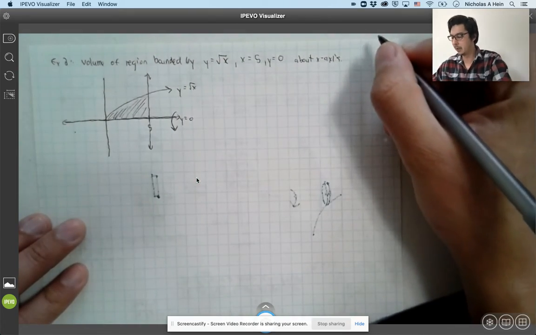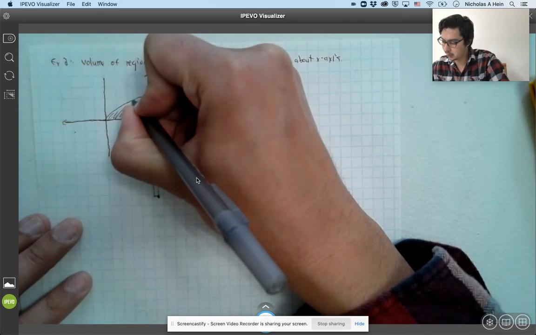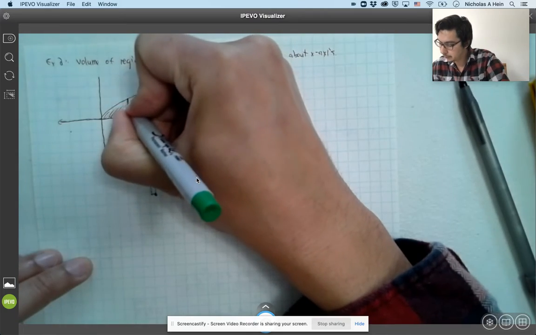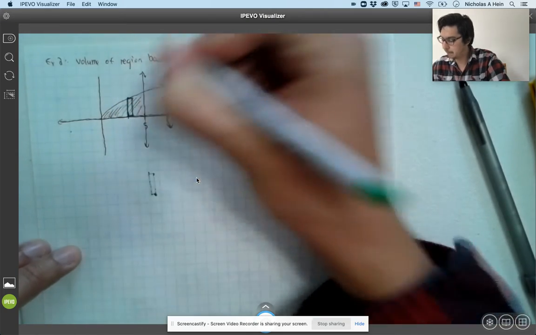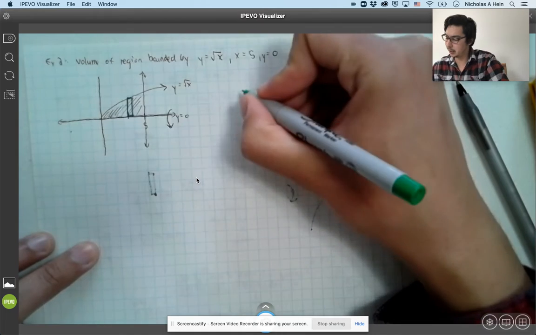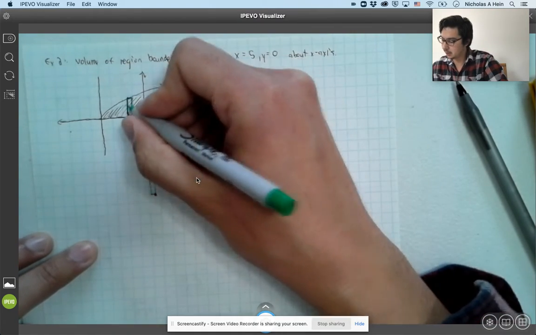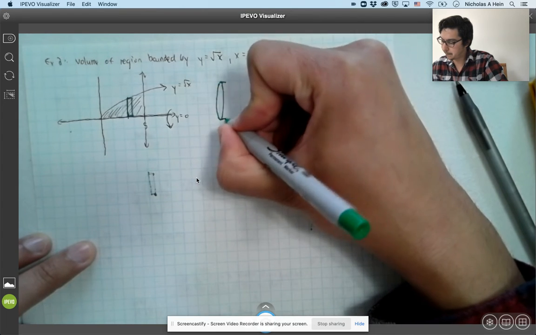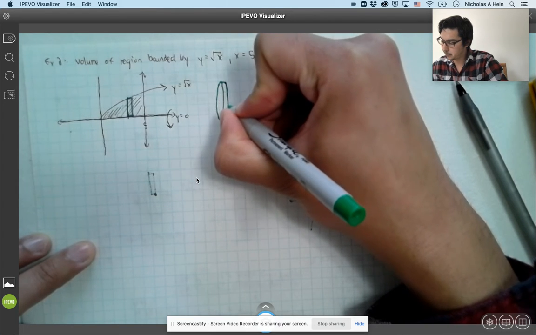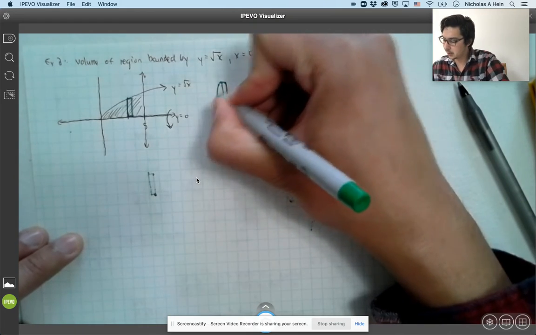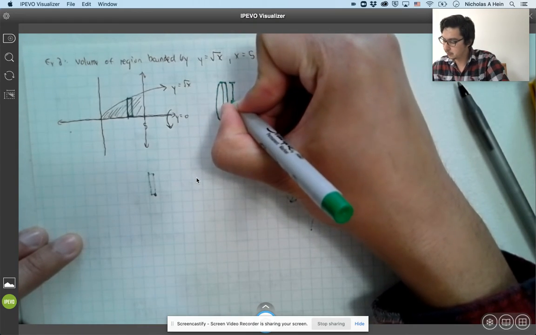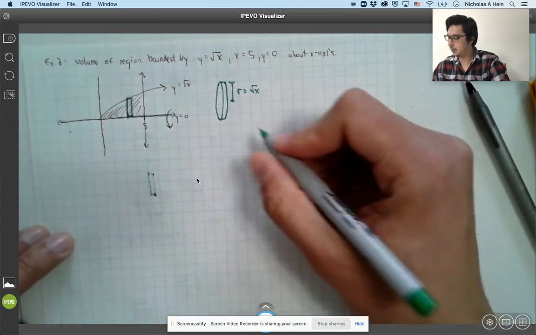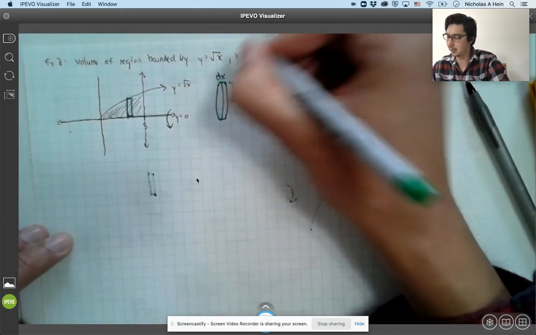Okay. So if we were to look at a cross section of this, I'll do it in color to help you see it, hopefully. And we rotate it about, we're going to end up creating that cross section that's a cylinder. Now the radius of that cross section is going to be the function itself, which is root x. And then the thickness of that cross section is dx.